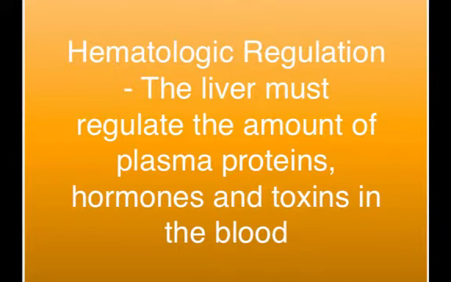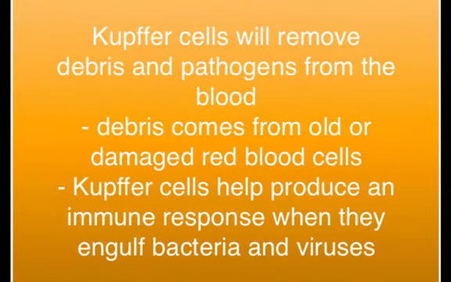This means the regulation of plasma proteins, hormones, and toxins in the bloodstream. The Kupffer cells in the liver will engulf old or damaged red blood cells, debris from old cells, and pathogens such as bacteria and viruses. These cells will then help to produce an immune response.